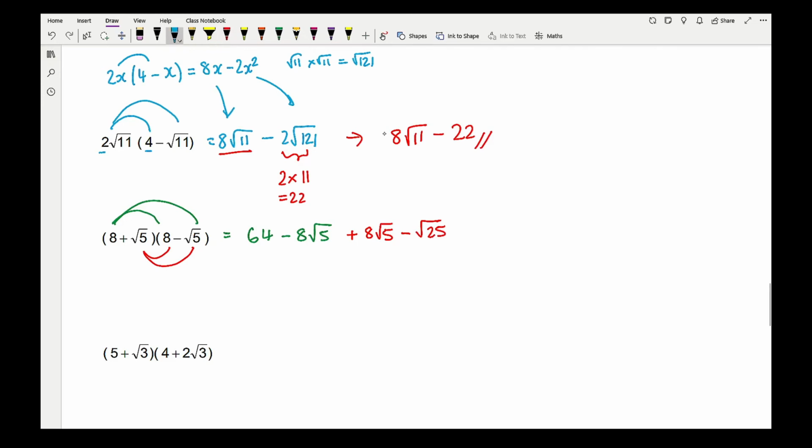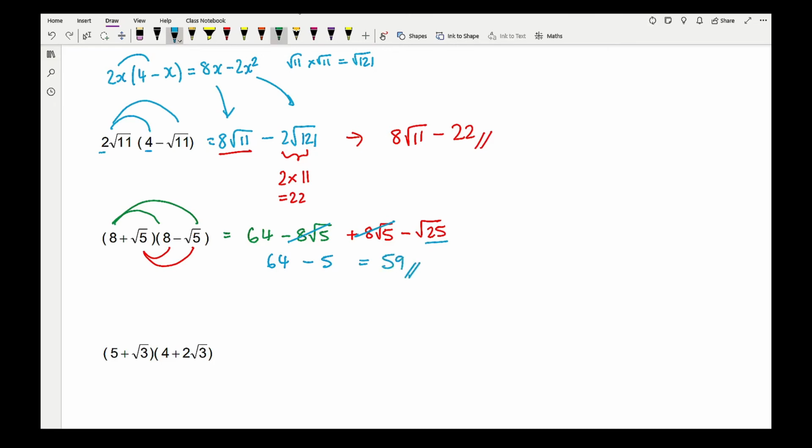So here what I'm going to do is do a bit of simplifying. Well, 8 root 5 minus 8 root 5 plus 8 root 5 actually just disappears. They cancel each other out. So here I've got 64 minus, and then root 25 is 5, leaving me with a final answer of 59.